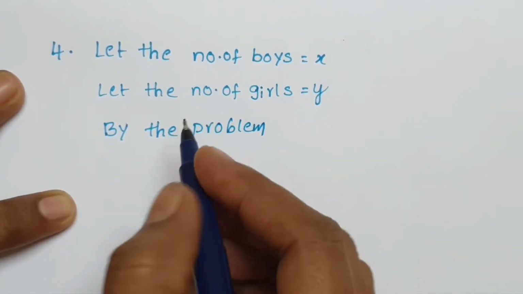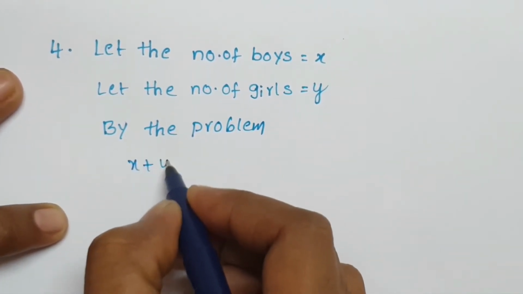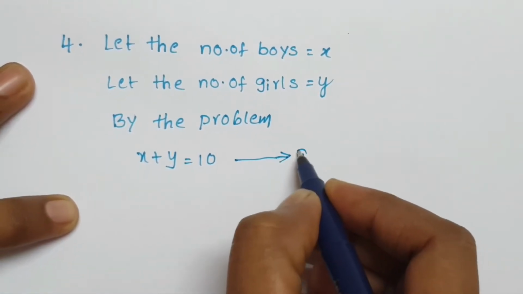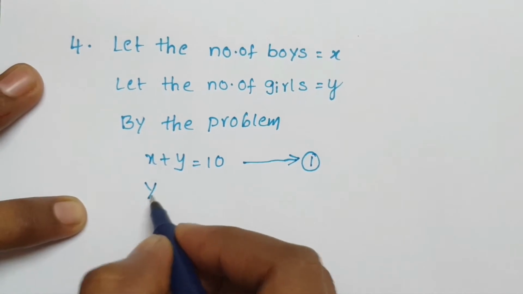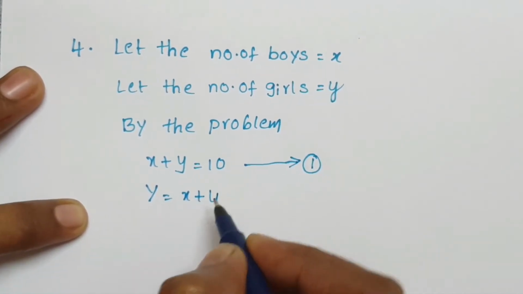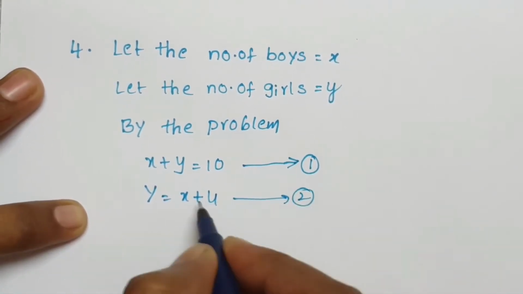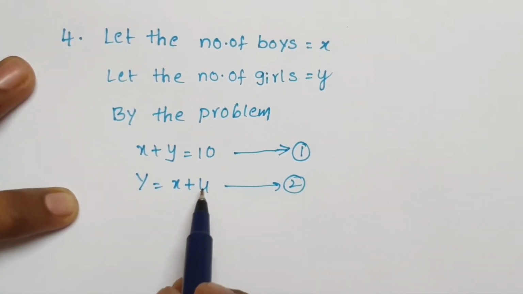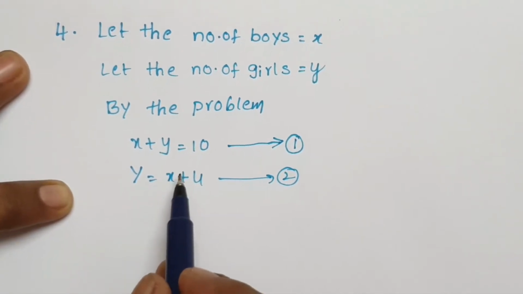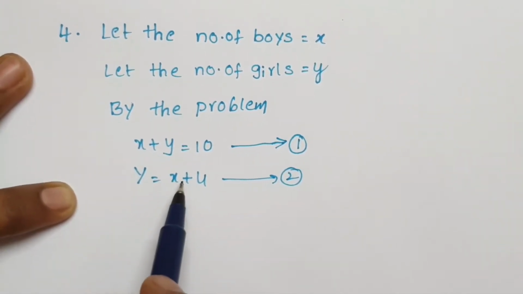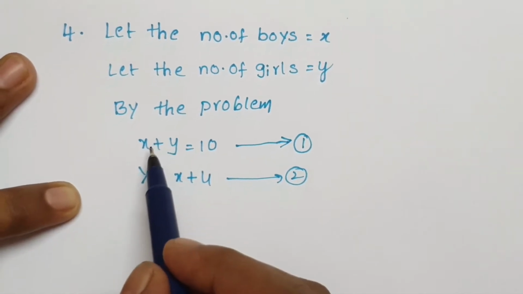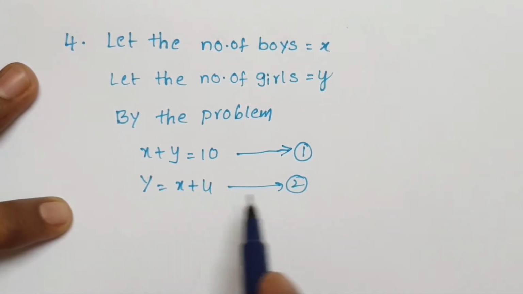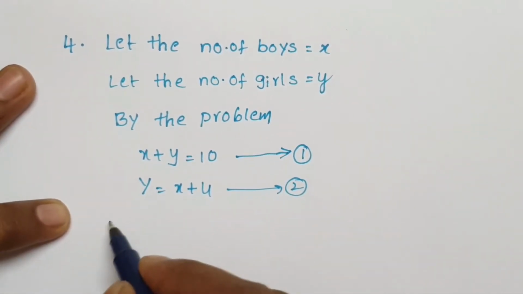According to the problem, they gave one of the conditions, x plus y equal to 10. This is equation number 1. And y equal to x plus 4. This is equation number 2. 4 more than the number of boys. Girls equal to 4 more than the boys. More means add. Here girls and boys are total 10. This is equation number 1, and this is equation number 2. Solve equations 1 and 2.